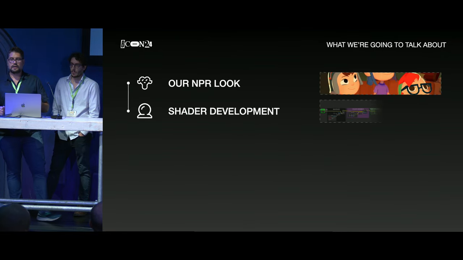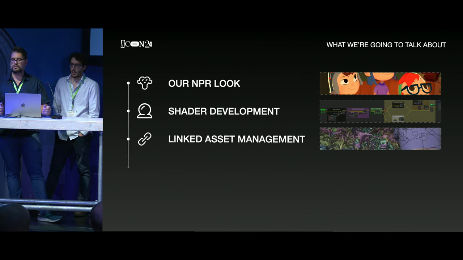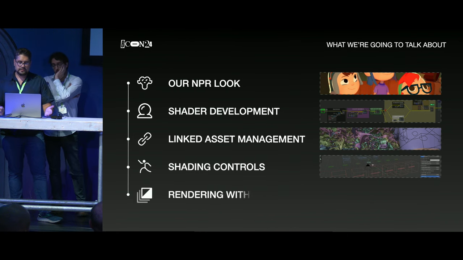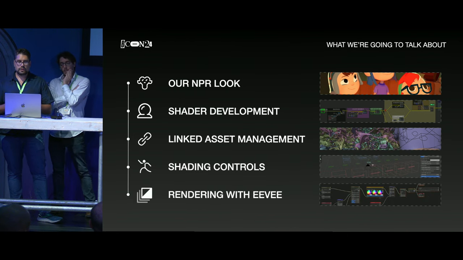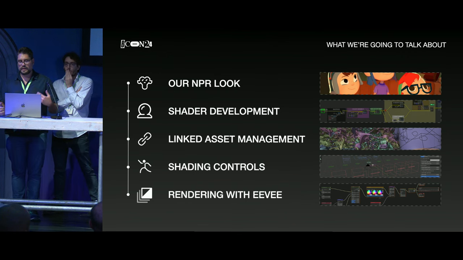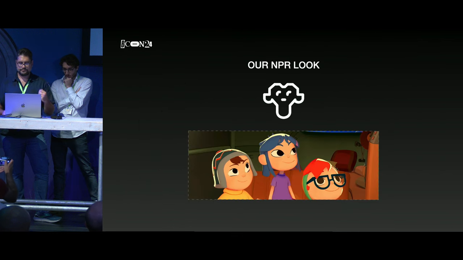We had to find our NPR look and define what we needed to use to get to it. We then had to develop our shaders, try to make it work for a big production for a TV series with many, many minutes to produce, having to control the shadings for that 2D aesthetic, and then having to make it work in Eevee with what we knew from our previous productions. Let's start with our NPR look.